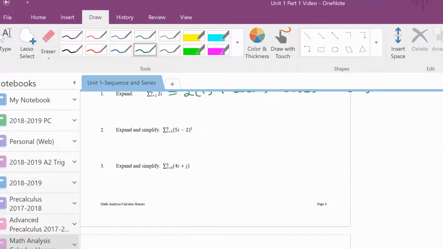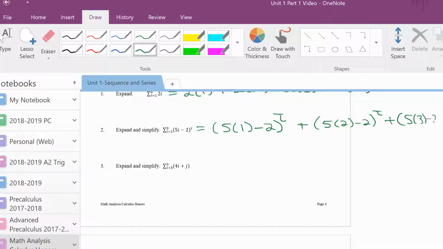For the next one, where it says expand and simplify, we're going to combine like terms if we can. So we start with 1: 5 times 1 minus 2 to the t, plus 5 times 2 minus 2 to the t. Now remember, we can't substitute in for t because the only letter we're substituting for is i, plus 5 times 3 minus 2 to the t. All right, now we're going to simplify. We've expanded. So 5 times 1 is 5, minus 2 is 3, so 3 to the t. Plus 10 minus 2 is 8, so 8 to the t. And 15 minus 2 is 13, so 13 to the t power. If we could simplify, we would, but these are not like terms, so we cannot add them. So there is our sum.